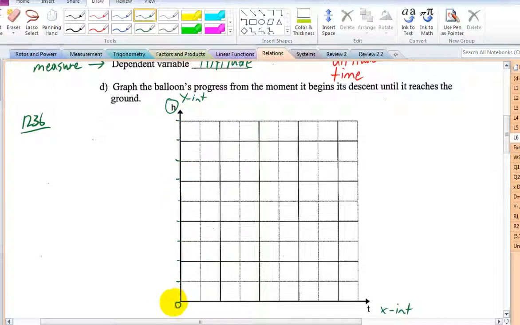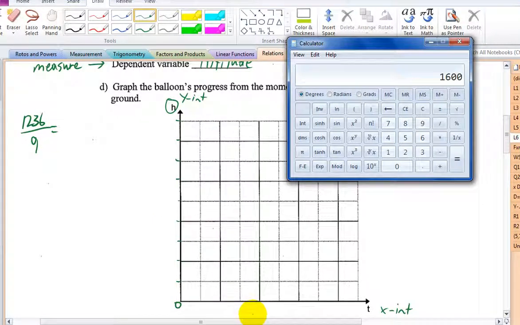How many squares do we have? No, going up, just for a scale. Linear, 9. Okay, so divide that by 9. 1236 divided by 9. 137.